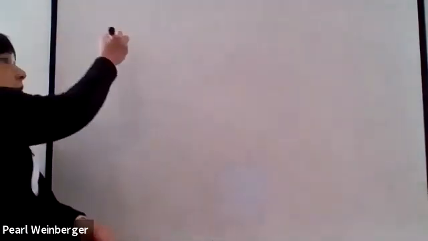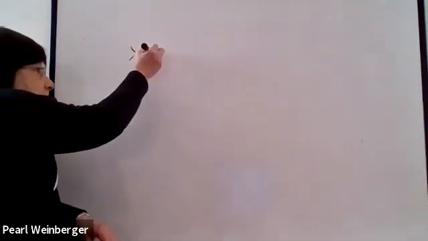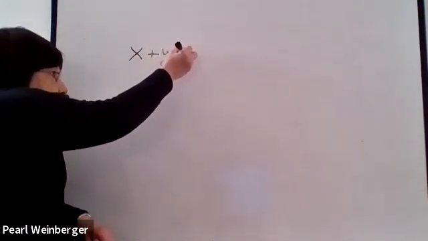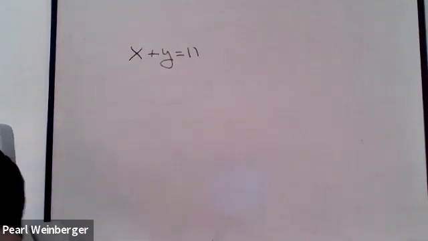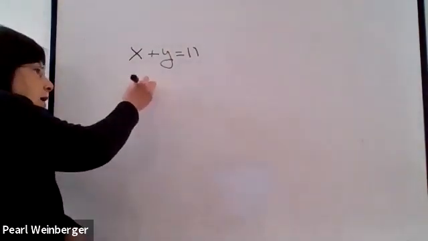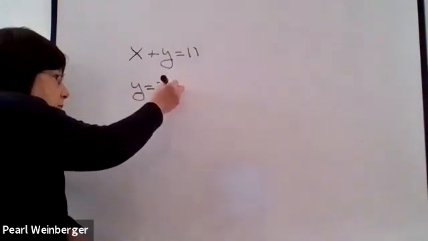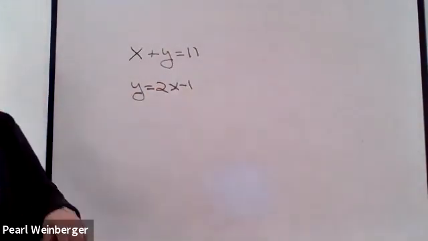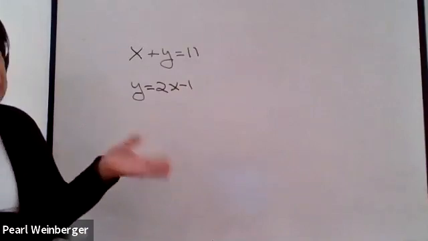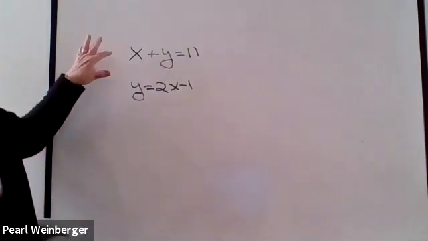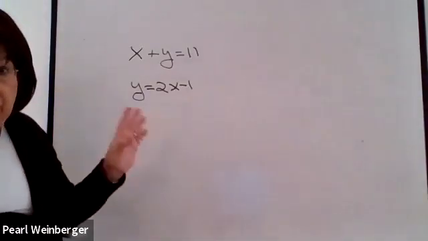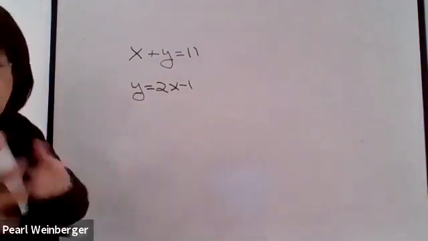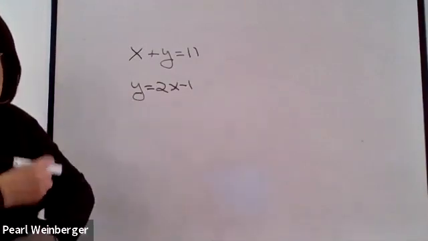So let's say I had these two equations. Supposing my first equation is x plus y equals 11, and suppose my second equation is y equals 2x minus 1. Again, it's a system of equations because we have two equations with two variables. You have an x and a y, though it could be an a and a b. It doesn't have to be x and y. Usually those are the most common ones.